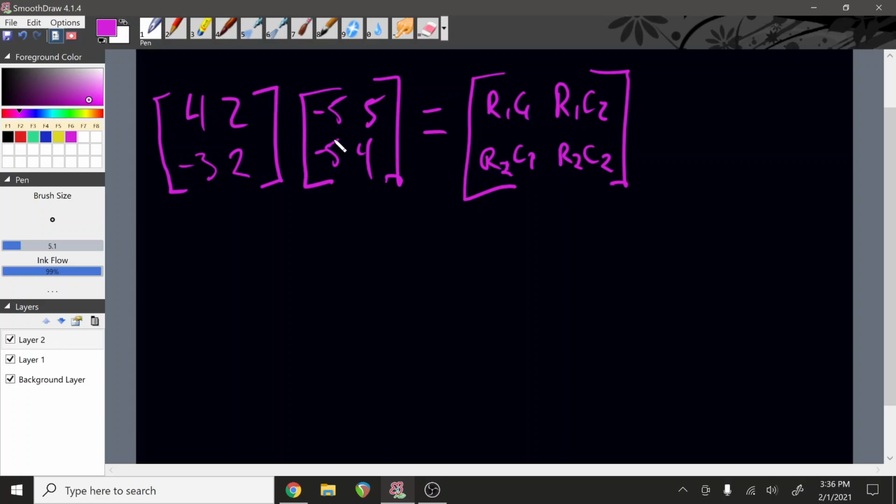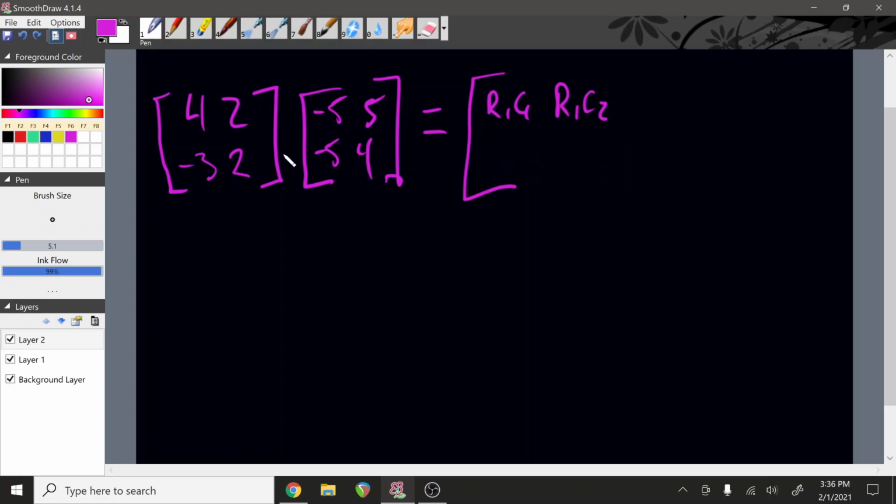This is row 1 times column 1. We just multiply 4 times -5, add that to 2 times -5, and whatever the result is, we put it in row 1, column 1, because that's row 1 being multiplied by column 1. Row 1 multiplied by column 2 goes right here, and so forth. Hopefully that all made sense, and let's just do a real quick example.